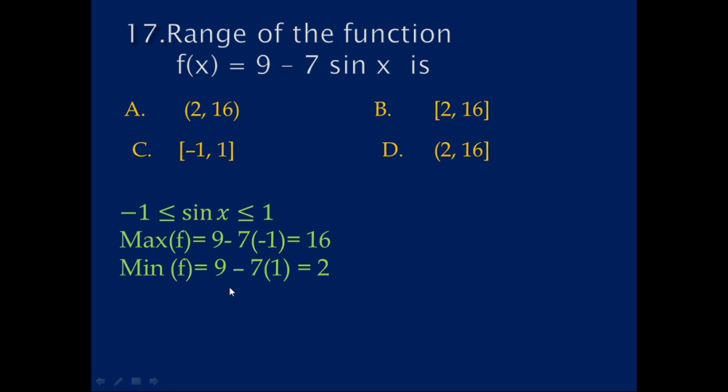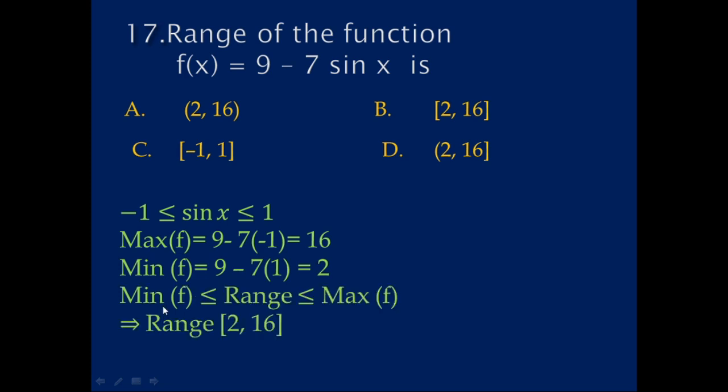2 to 16. Range means it is greater than or equal to the minimum value of the given function and less than or equal to the maximum value of the given function. Both exist. Therefore, range is equal to the closed interval 2 to 16. Therefore, option B is the correct option. Right? The next example, example number 18.